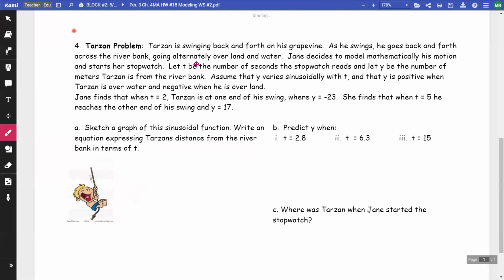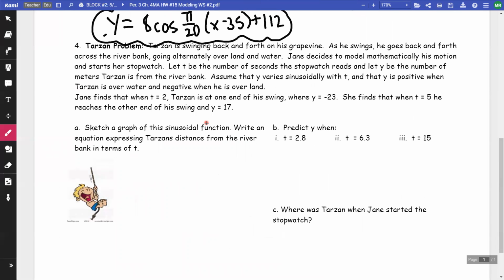Now this next one, Tarzan. Okay, so on this, Tarzan is swinging back and forth on his grapevine. As he swings, he goes back and forth across the riverbank. When alternating over land and water, Jane decides to model mathematically his motion and starts her stopwatch. Let T be the number of seconds the stopwatch reads, and let Y be the number of meters Tarzan is from the riverbank. Assume that Y varies sinusoidally with T, and that Y is positive when Tarzan is over the water, and negative when he is over land.